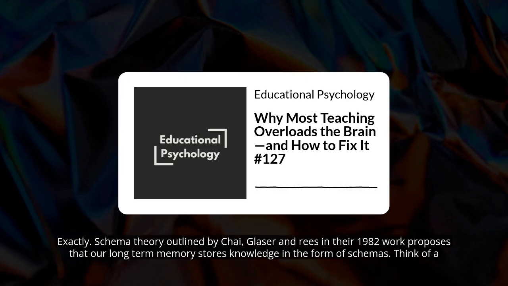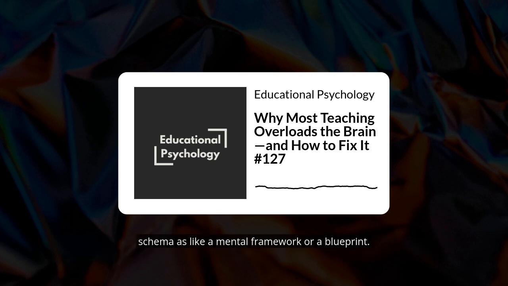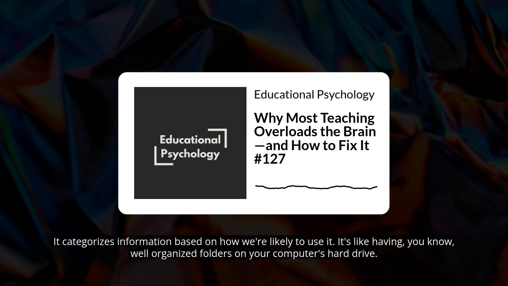Exactly. Schema theory, outlined by Chi, Glaser, and Rees in their 1982 work, proposes that our long-term memory stores knowledge in the form of schemas. Think of a schema as a mental framework or a blueprint. It categorizes information based on how we're likely to use it. It's like having well-organized folders on your computer's hard drive.